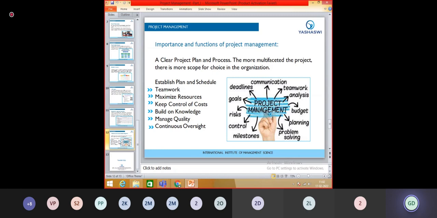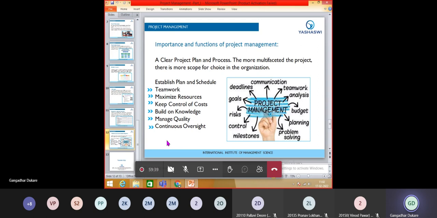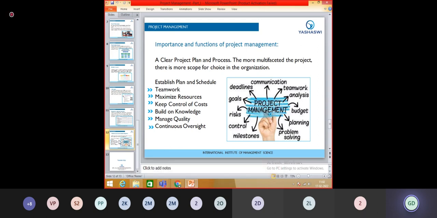We are setting a goal, deadlines. We always require a deadline for completion of any work, because this is also a considered part of any deadline methodology. And also teamwork to maximize the resources and keep controlling of cost, the elements to be considered in our project management. To build up the knowledge, to manage the quality, or to continuously oversee the management processes.